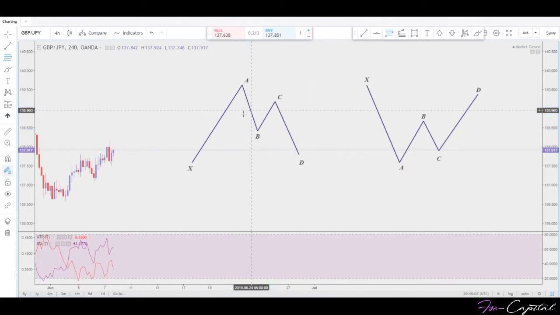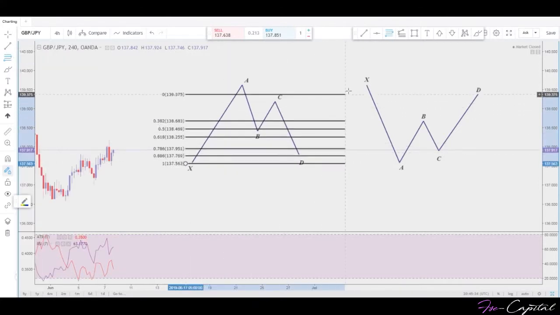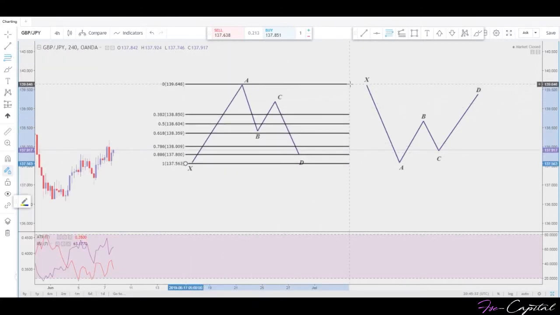Now once you've got that, you've identified your impulse leg, your X to A, you've had the A to B move, now you've got the B to C move. Now to enter the trade you need the last set of rules, the last leg of the move. You have to grab your fibs and draw from X to A again, and the D completion is at the 88.6.